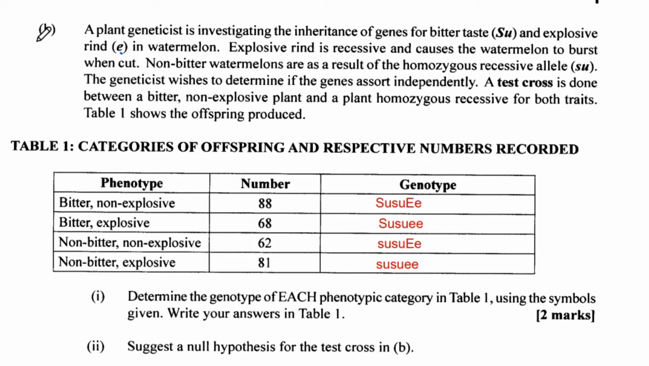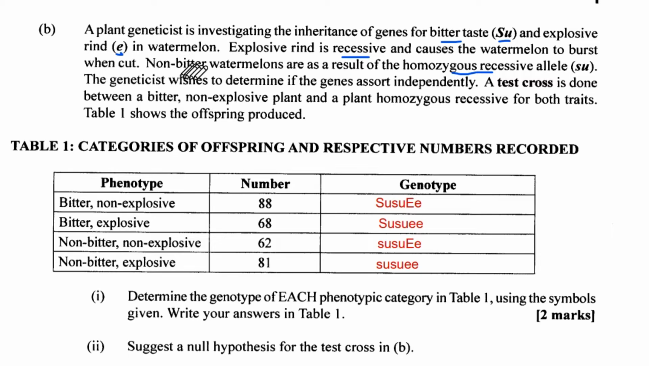Okay, so let's look at B. There's a lot to take in here. A plant geneticist is investigating the inheritance of genes for bitter taste, and this is given as a dominant allele, capital Su, and an explosive rind, and this is given by a recessive allele, lowercase e, in watermelon. Explosive rind is recessive and causes the watermelon to burst when cut. Non-bitter watermelons are a result of the homozygous recessive allele, lowercase su. So that means for the watermelon to not be bitter, it would have 2 of these su alleles.